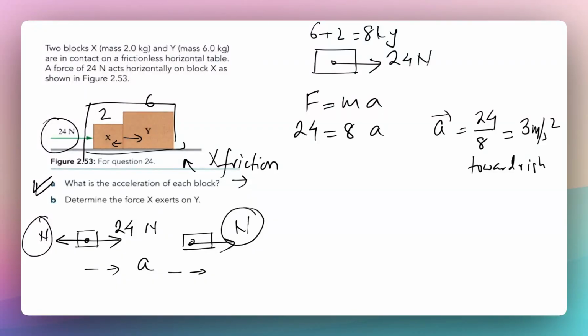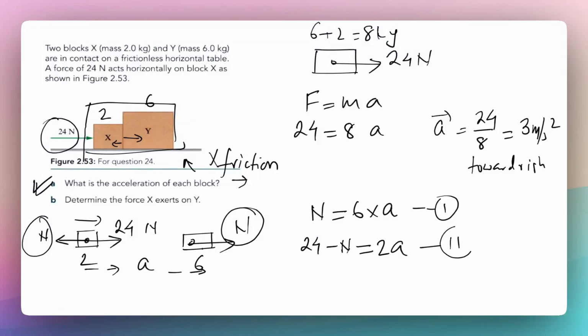So now let's write F equals ma for both of them. Here the mass is 2, here the mass is 6. So the block Y will have no other force besides N, so it's going to be mass 6 into a. Okay, that's our equation number 1. And for block X, there are two forces, which is 24 minus N. 24 Newtons minus N, the normal reaction, is going to be equal to 2a.